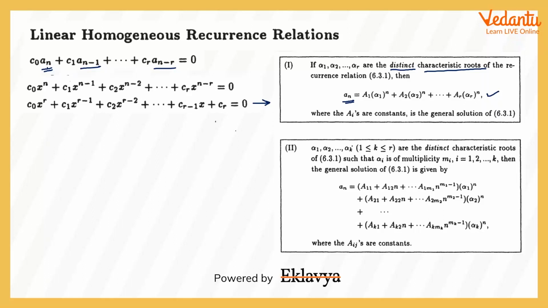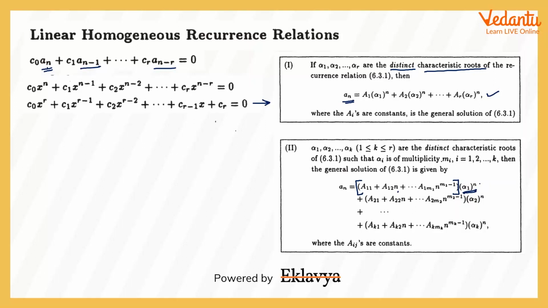But if the roots are not distinct, rather the roots are alpha 1, alpha 2, ..., alpha k, where alpha 1 appears m1 times, alpha 2 appears m2 times and so on, alpha k appears mk times, then the solution for this recurrence relation will be a_n equal to, please understand, alpha 1 power n multiplied with a bracket in which there is not only a constant a11 but a12 with n, then a13 with n square and so on, then a1 m1 with n power m1 minus 1.